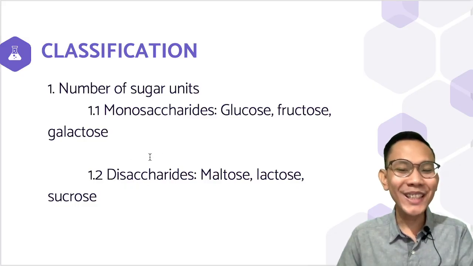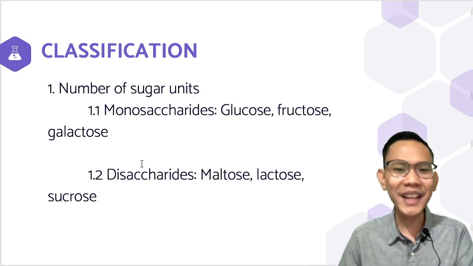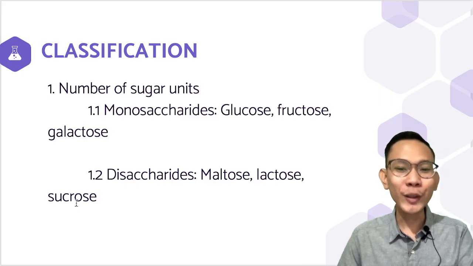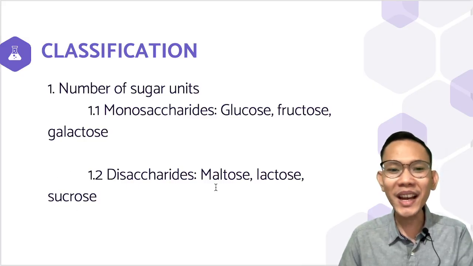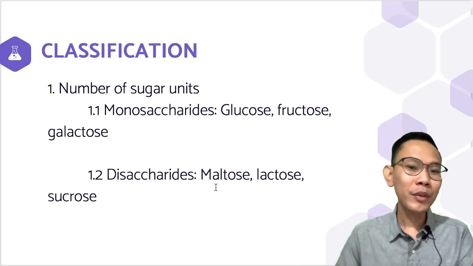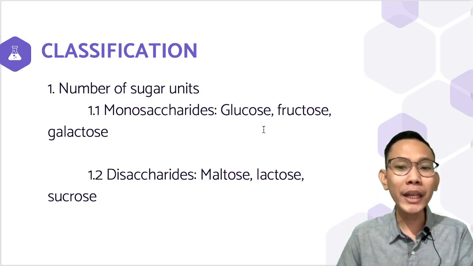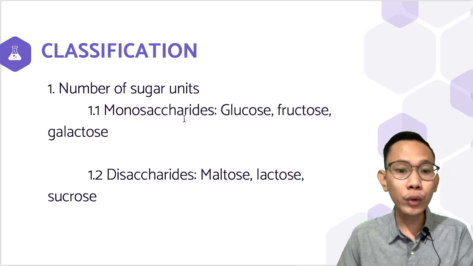For disaccharides, we have three. Just remember MLS. MLS is a disaccharide: your maltose, lactose, and your sucrose. We all know that since it's a disaccharide, how many sugar units does it have? Of course, we have 2. It is a combination of either your glucose, fructose, and your galactose. Again, remember your disaccharide, MLS.